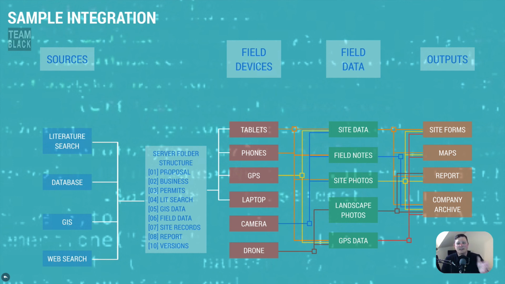So you've got sources, field devices, field data, and outputs. And if you put together something like this for your company and understand where things are coming from, what's using those things, and where they eventually go, then it might help people understand as you progress through your digital revolution, I should say, or your digital evolution, to understand where these things fit in the larger scheme of things, where they fit in the big picture.